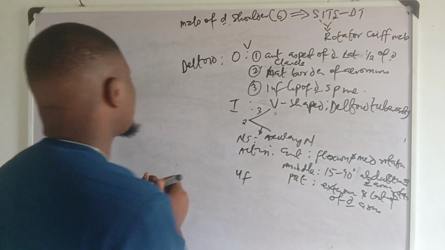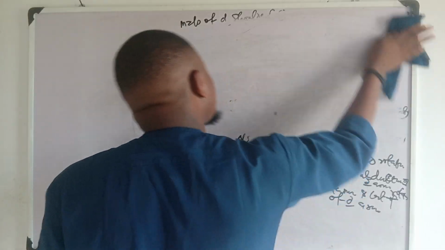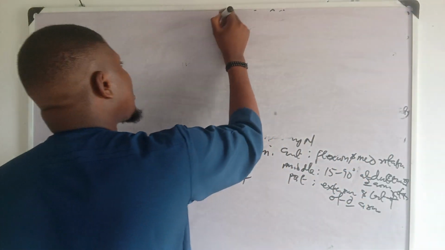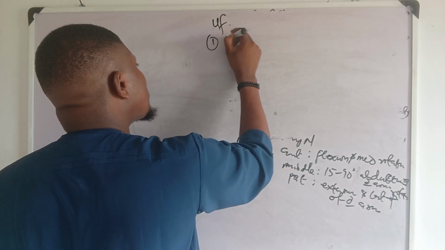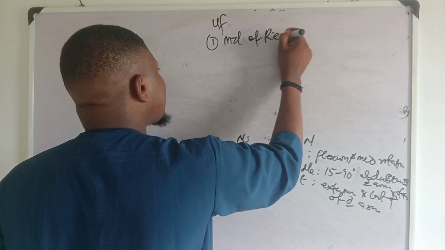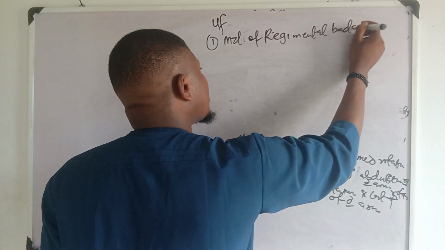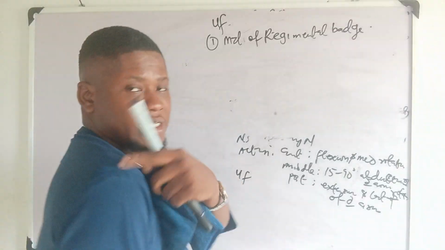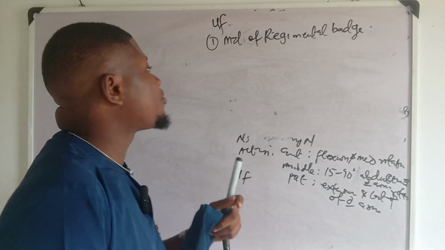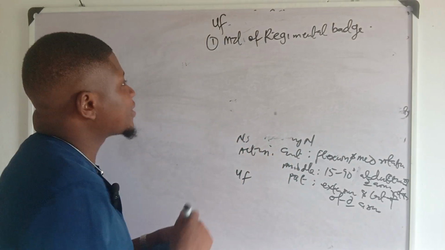Unique feature. You need to know the unique features about this muscle. Okay, so the unique feature about the deltoid, number one, is that it is called the muscle of the regimental badge. Meaning this muscle here. You know, this is where the regimental badge of police people and armed forces used to be put.